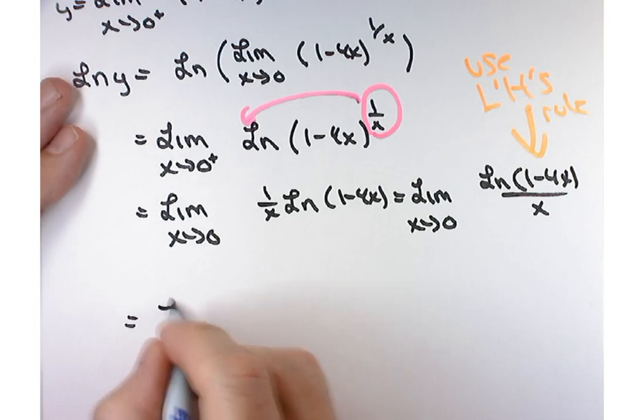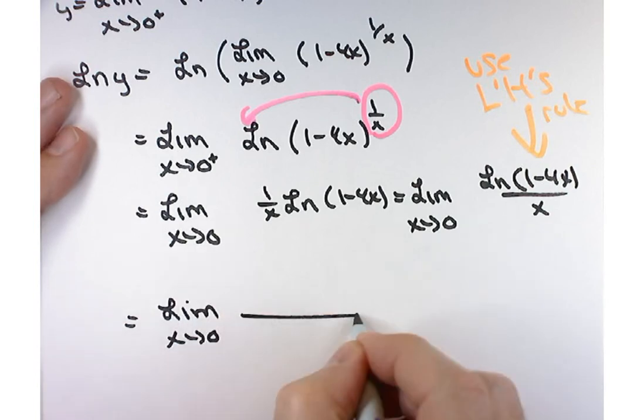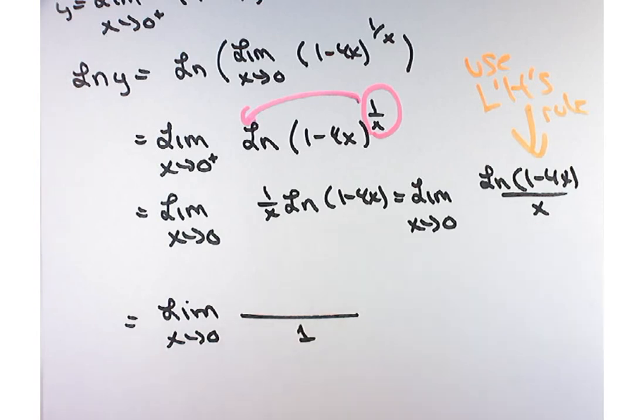So that's going to be the limit as x approaches 0. Let's start with the easy part. The derivative of the denominator is 1. But what happens when I differentiate this?